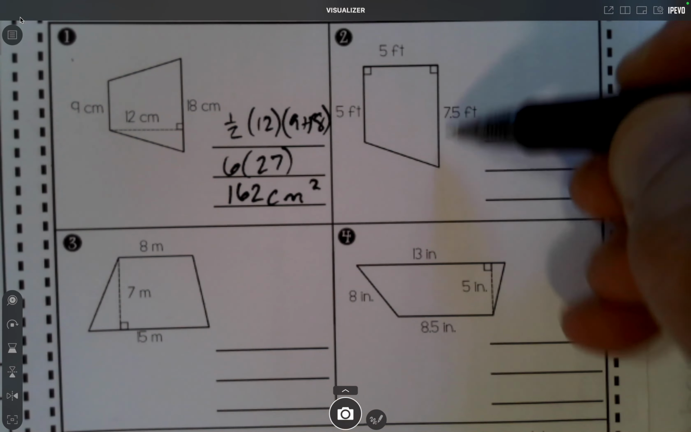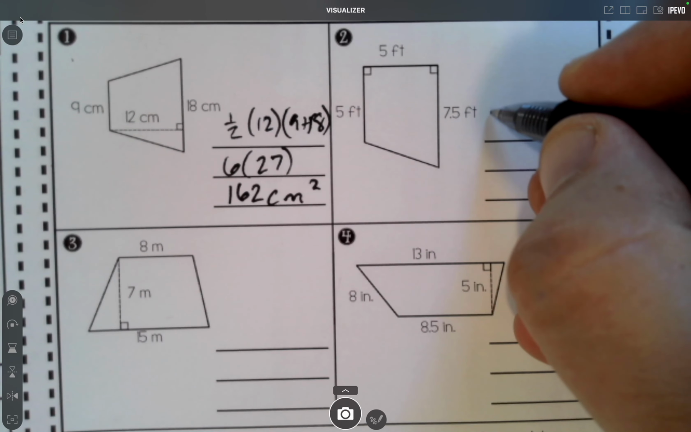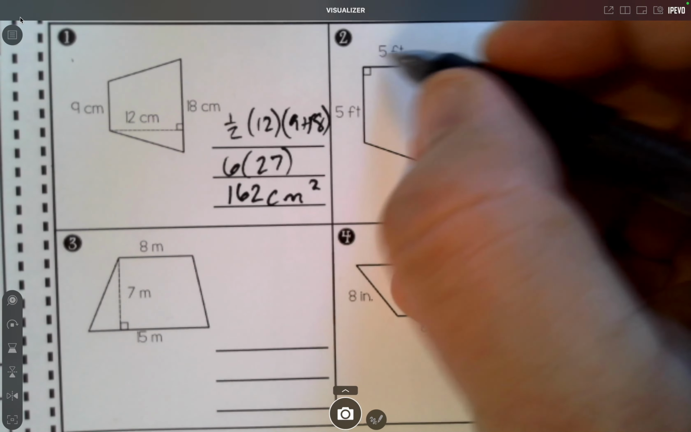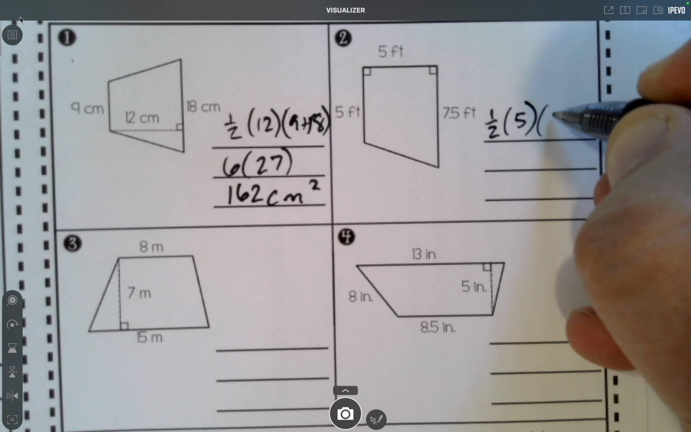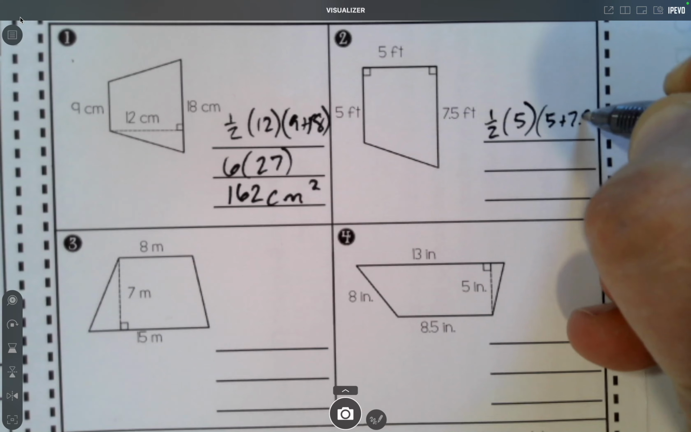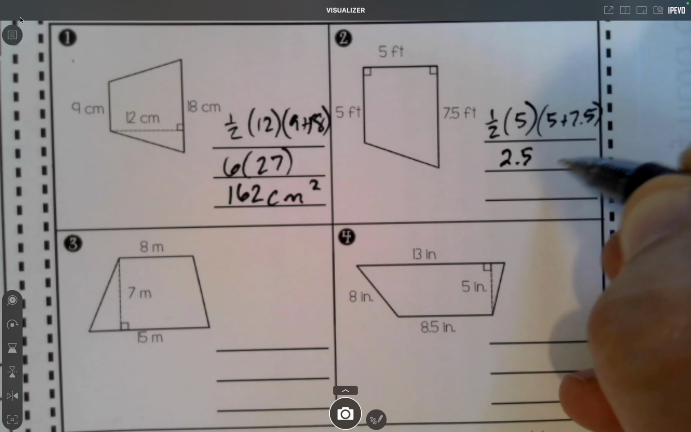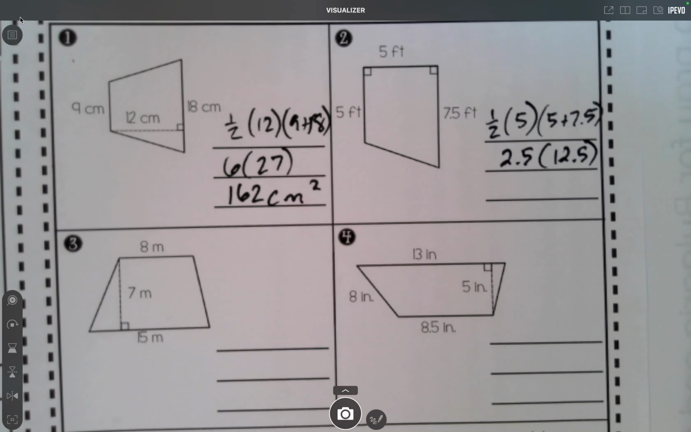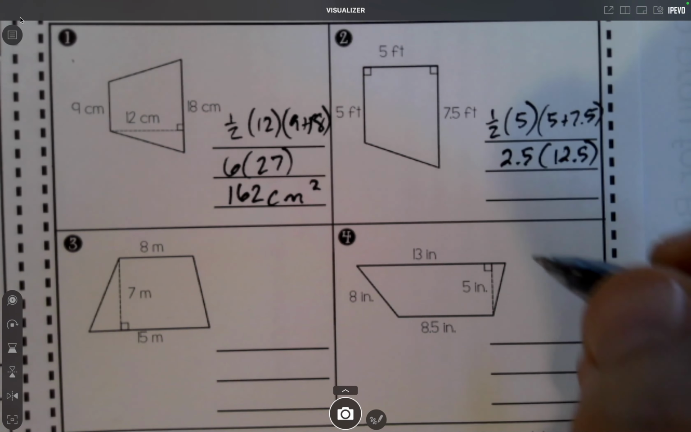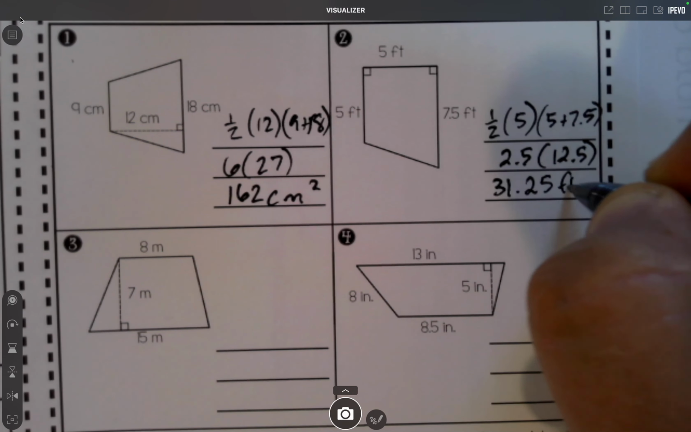Okay, here the bases are the left and the right, just like it was on number 1, because they're the ones that are parallel. So my height is what's perpendicular to those 2, which is the 5 feet. So the height is 5, base 1 plus base 2. Half of 5 is 2.5. 5 plus 7.5 is 12.5. And if we multiply those 2 together, we get 31.25 square feet.